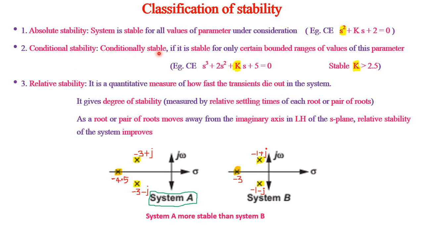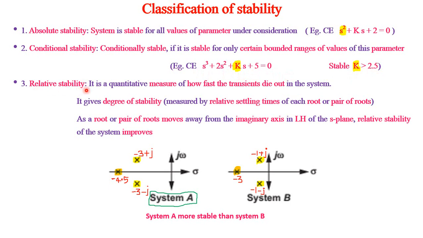Conditional stability means the system is stable only for certain values of the parameter, or bounded ranges of values of the parameter. So there is some condition with respect to the stability. For example, consider a characteristic equation like this: s cube plus 2s square plus ks plus 5 equal to 0. This system is stable only when the parameter k is greater than 2.5. When k is less than 2.5, the system is unstable.